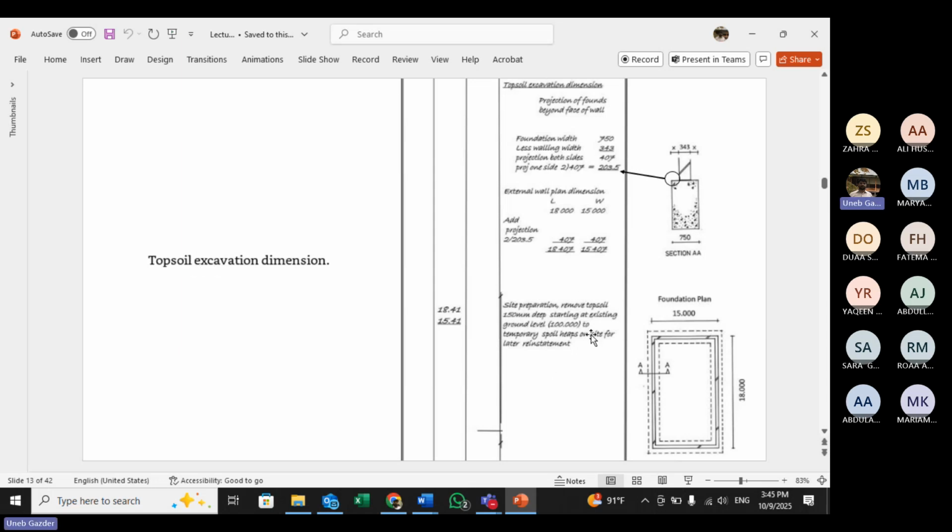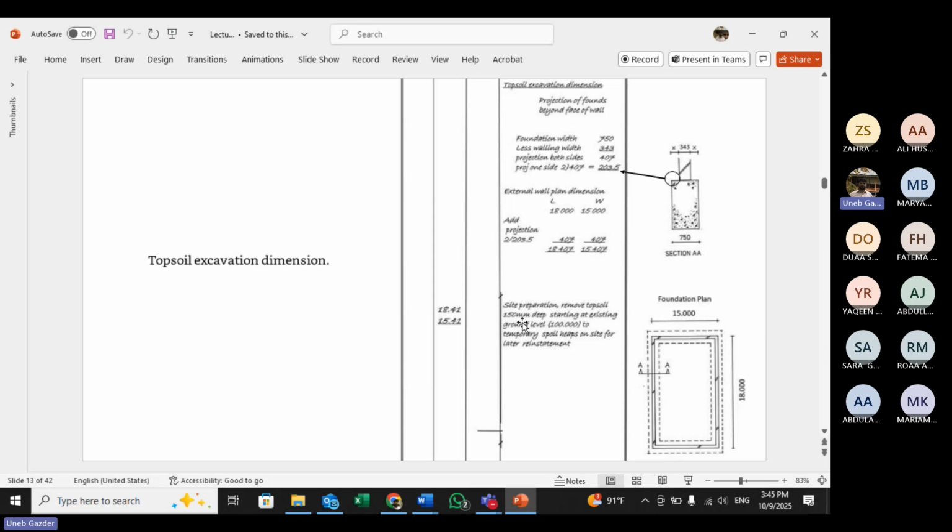This you will take from NRM2 and you will add your dimensions. It is mentioned in NRM2 that the depth should be mentioned in the description. So the depth is mentioned: the top 150 millimeters of the topsoil will be removed.